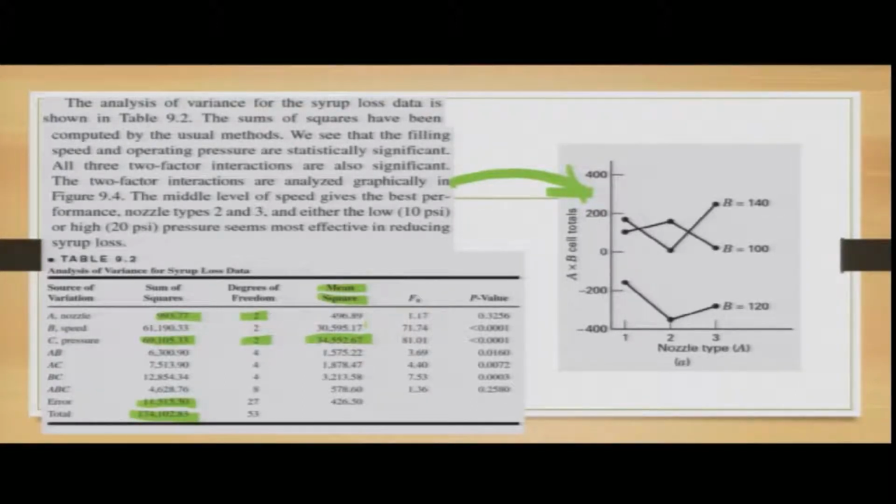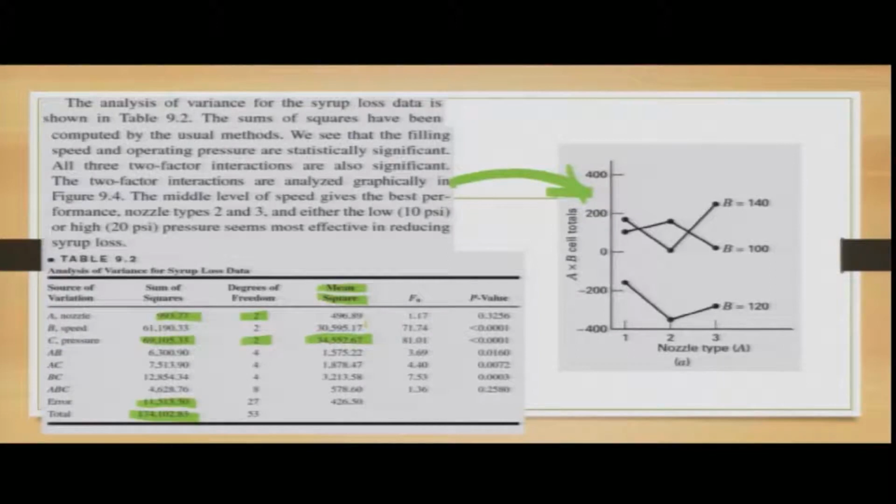So, the p values and the f values are found out, and you can basically comment whether they are significant and non significant. So, f values, I will just repeat it, which is the second last column, starts from 1.17 for nozzle A, only the nozzle effect, 71.74 for B, which is the speed, 81.01 for C, which is the pressure, and corresponding to AB, AC and BC, which is corresponding to nozzle and speed combination, then corresponding to nozzle and pressure combination, and finally speed to pressure combinations.